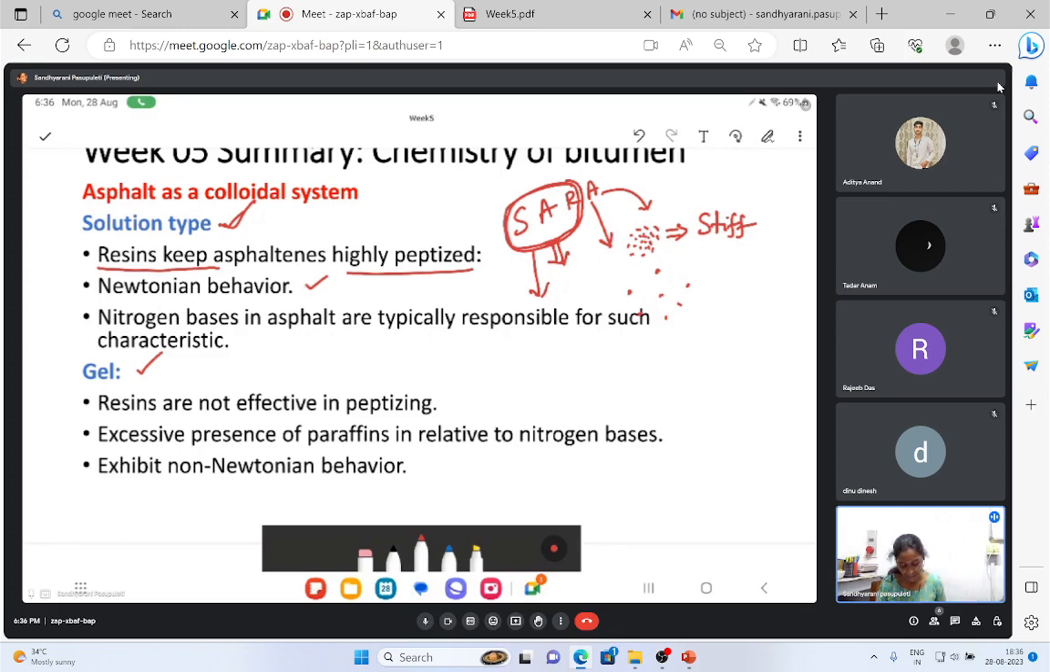This kind of behavior is usually based upon the nitrogen bases present in the asphalt, which are responsible for that. When it comes to the other type, which is called gel, if I don't have a sufficient amount of resins or maltenes, what happens? This is the non-Newtonian behavior, where the asphaltenes come close to each other and form a gel. A gel has higher viscosity, while a solution is like liquid or water and will have lesser viscosity.